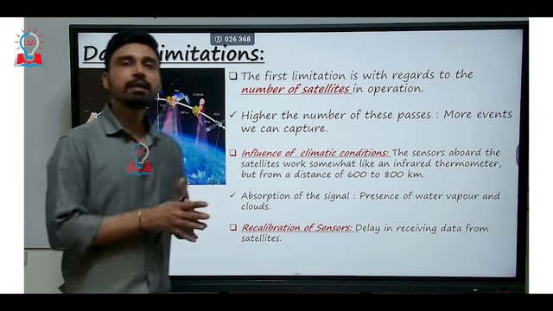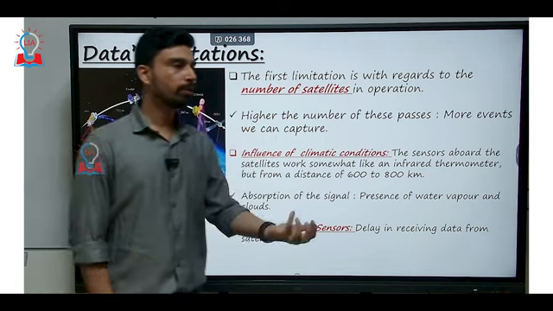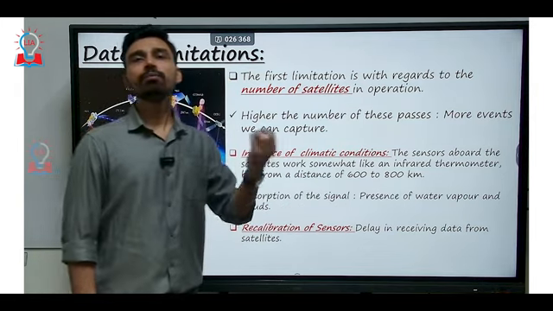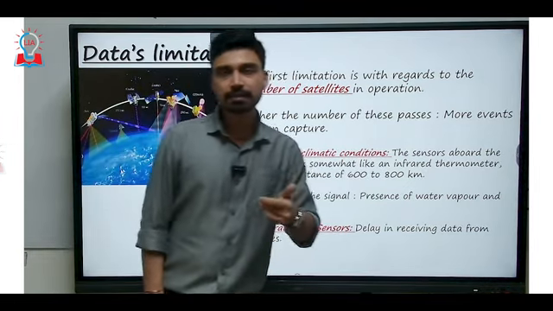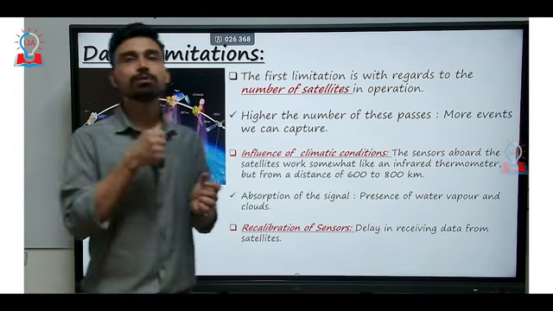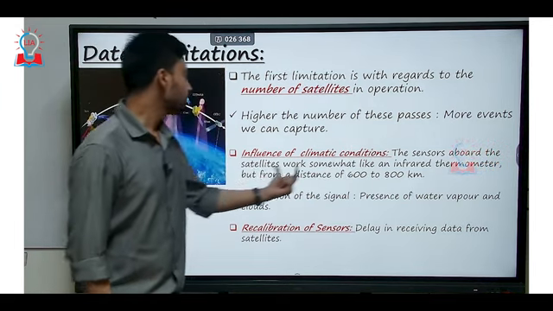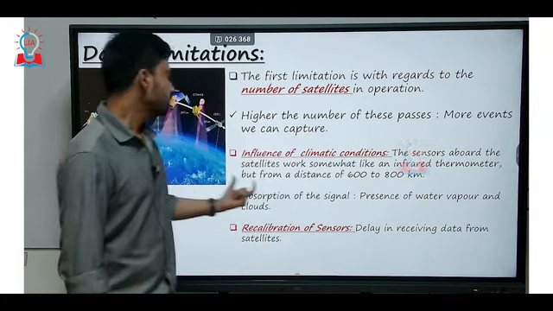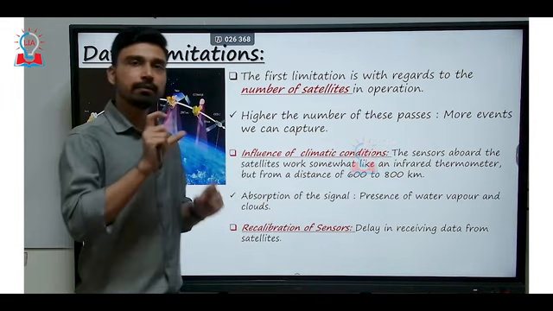Third, climatic conditions also play a strong role in the collection of data, or basically the gathering of evidence related to the fire by the satellites. Because the sensors present inside the satellite are what measure and capture the farm fire incidents. The sensors on the satellite work somewhat like an infrared thermometer, and they work from a distance of 600 to 800 meters. So the distance is long, and the range is limited.